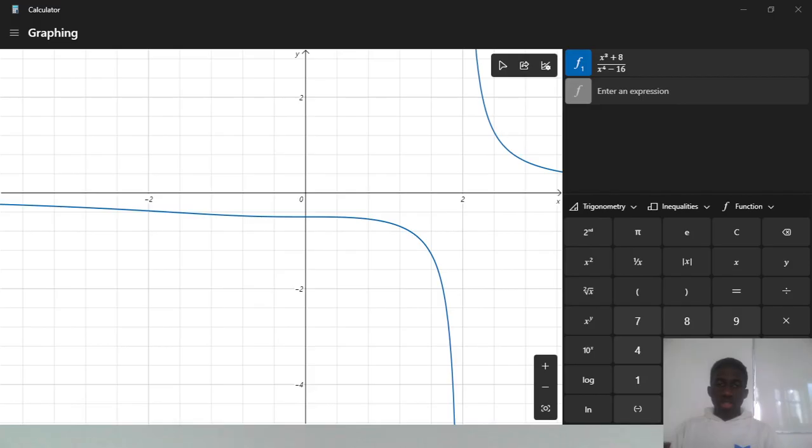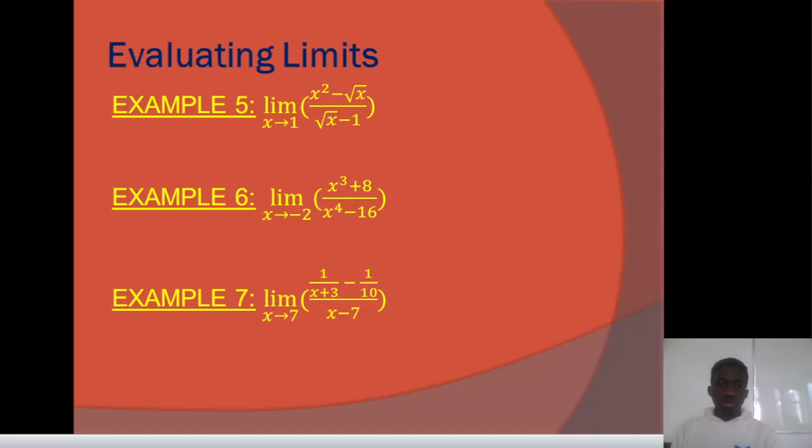So finally, we are going to our last problem for this video, and in this one we are asked to evaluate the limit as x approaches 7 of 1 over x plus 3 minus 1 over 10, divided by x minus 7. So you have the difference of two fractions on top, and at the denominator you have x minus 7.